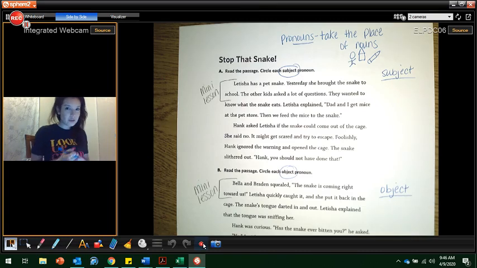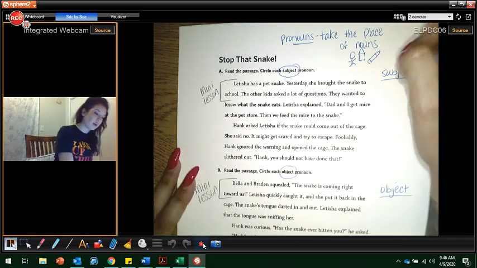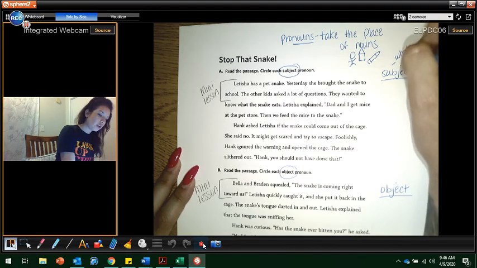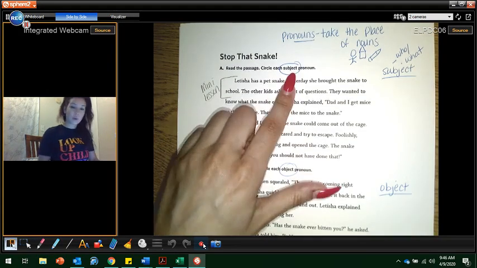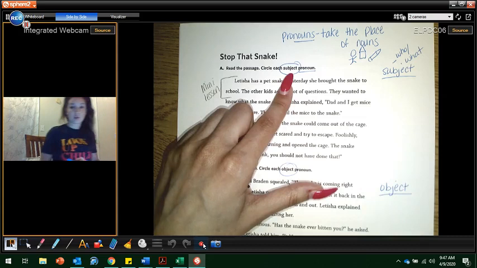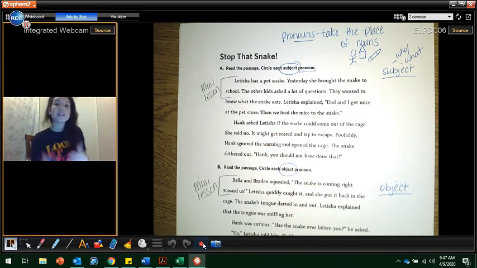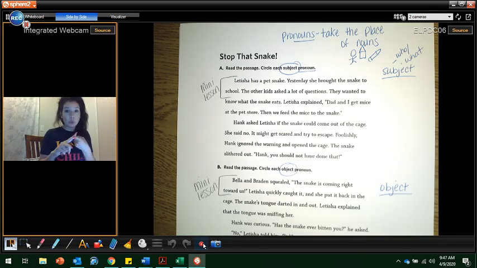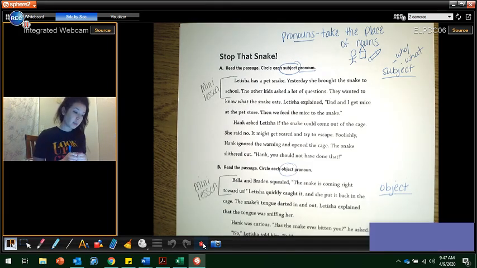Now, when you think of subject, what do you think of? Think about those parts of a sentence. What is a subject? It is who or what the sentence is about. So when we're using what we would call a subject pronoun, we're using it to replace the subject of a sentence. So that pronoun is who or what the sentence is about.